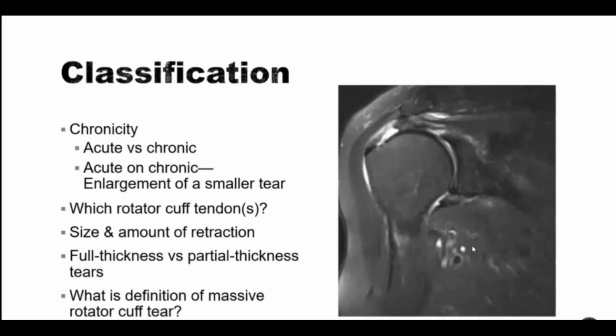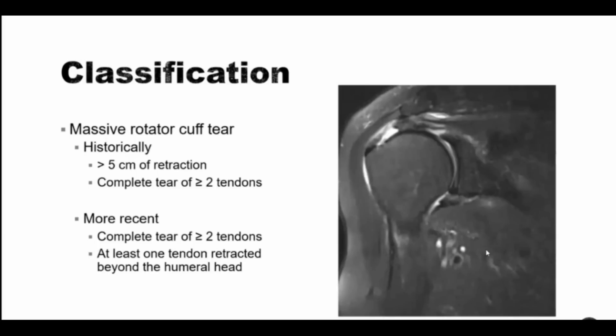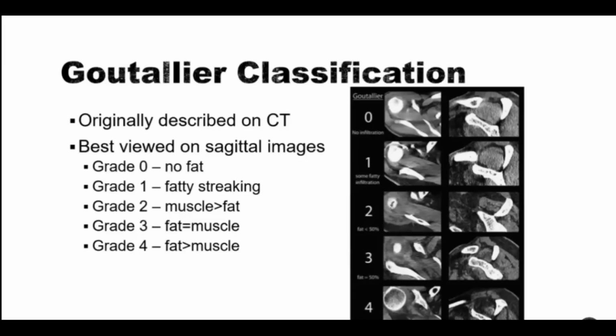This image here on the right-hand side, again, this is a coronal image. You see the humeral head, the glenoid, and then this fluid here, that's where there's a rotator cuff tear. And I hope, can you guys see my mouse? Okay, good. So massive rotator cuff tears historically have been defined as greater than 5 centimeters of retraction of the rotator cuff, or a complete tear involving more than 2 tendons. More recently, massive cuff tears are defined as 2 or more tendons, or at least 1 tendon that is retracted beyond the humeral head.